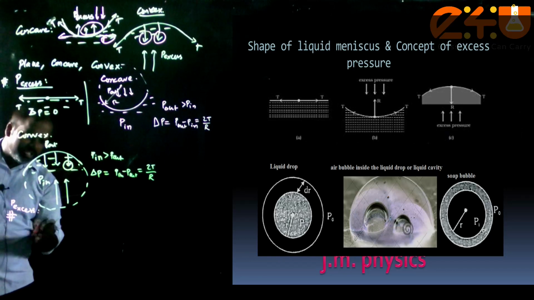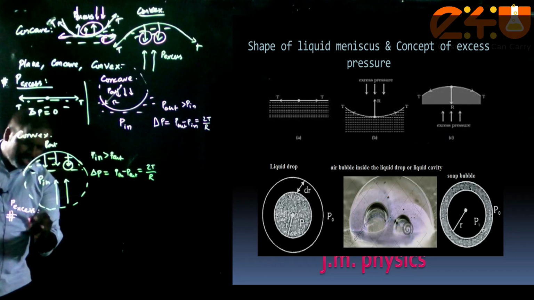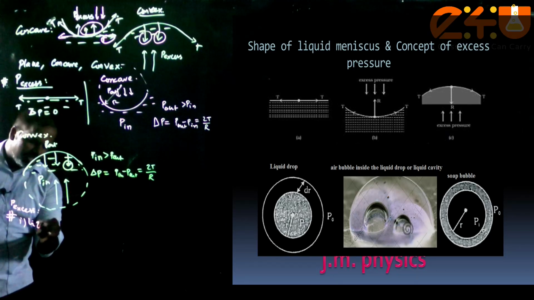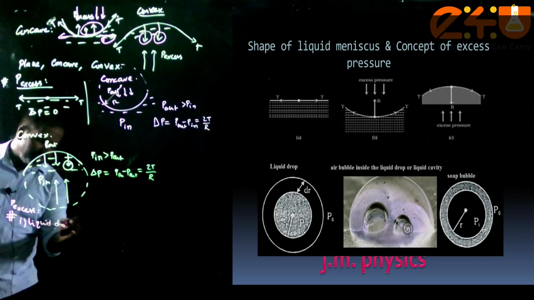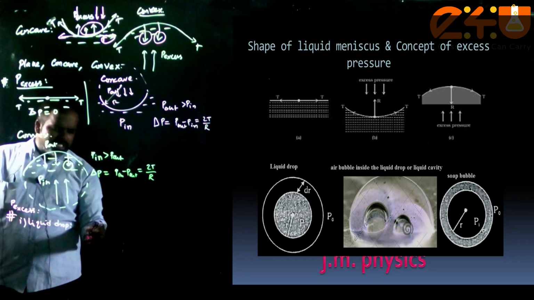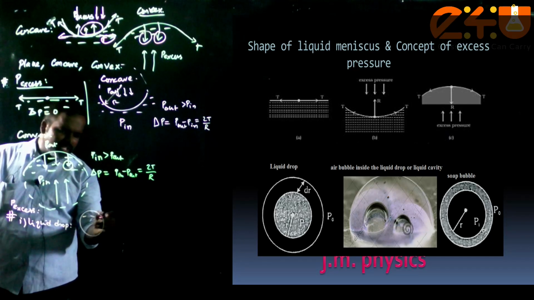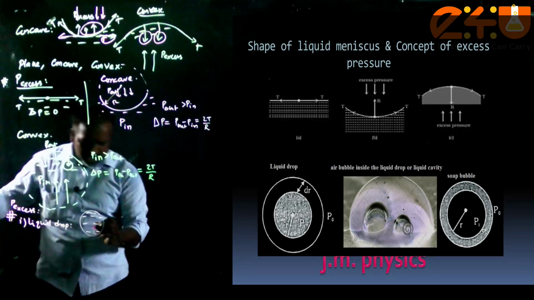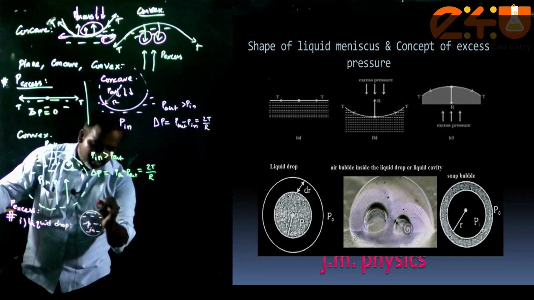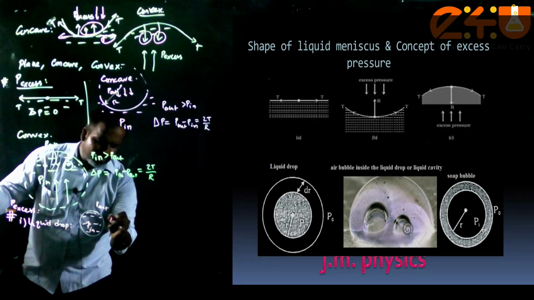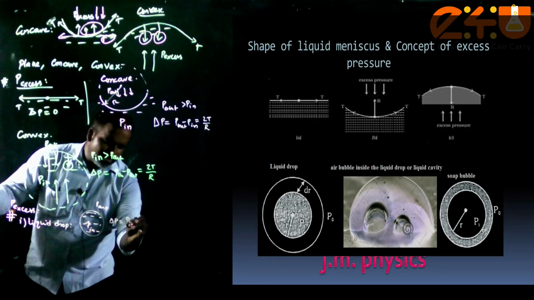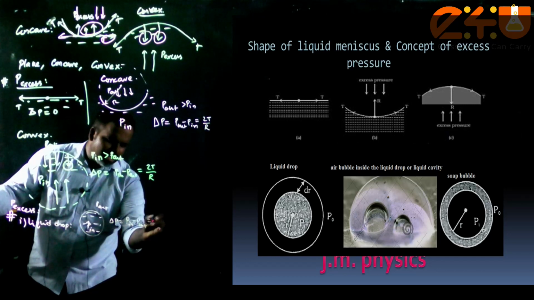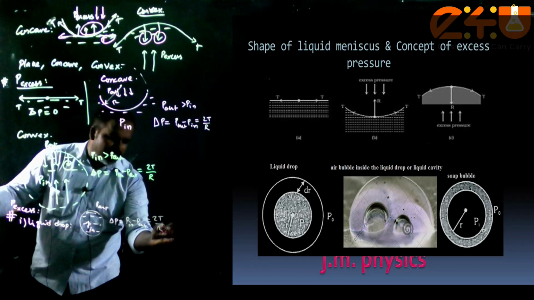P excess in different systems. The first one is the liquid drop. A liquid drop contains only one free surface. So this is P in, and this will be P out. Therefore delta P, that is equal to P in minus P out, is equal to 2T by R.